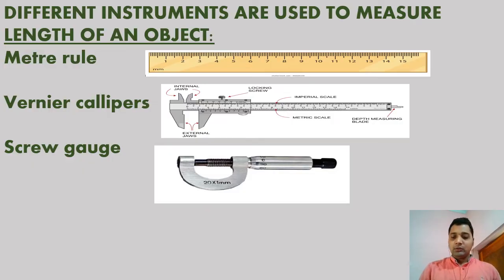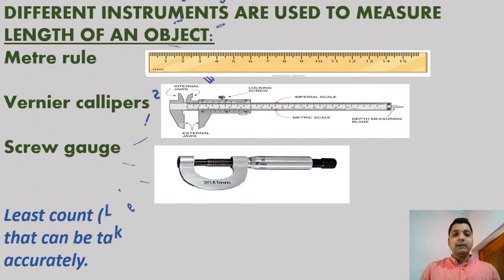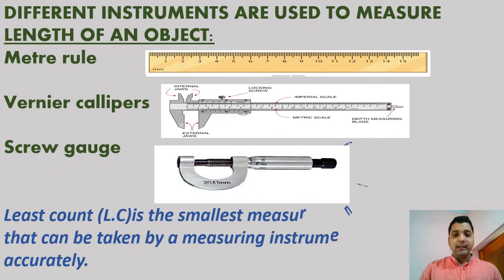So here the term comes: the minimum that you can measure by using any instrument, that is what we call the least count. The minimum measurement that can be measured accurately by any instrument is called the least count. It means the least count of a centimeter scale is 1 mm or 0.1 cm. In Vernier caliper it is 0.1 mm or 0.01 cm. In the case of screw gauge, it will be 0.01 mm or 0.001 cm.